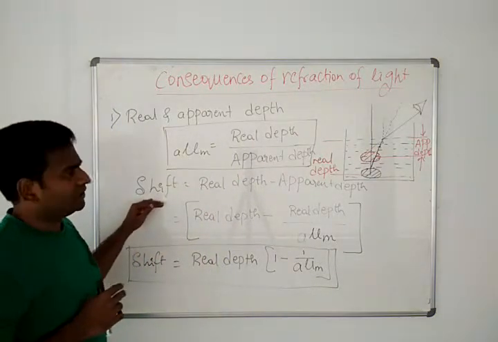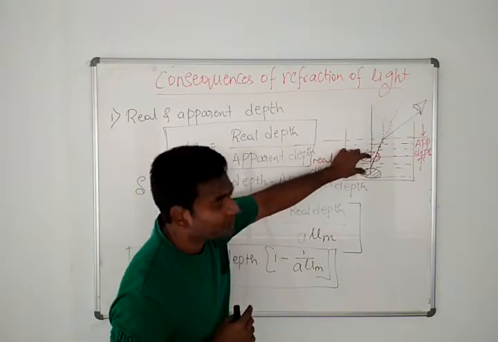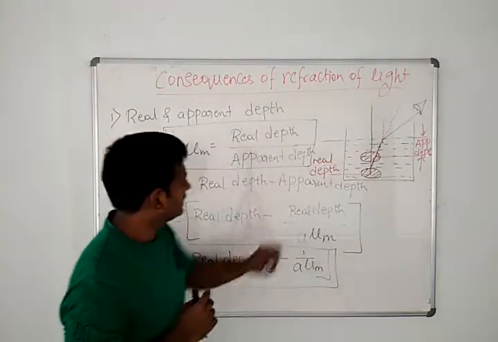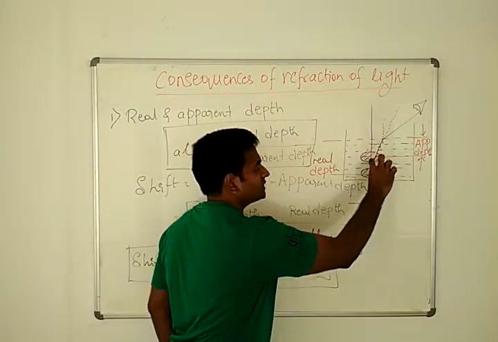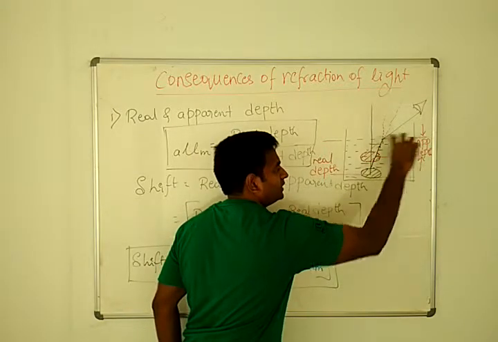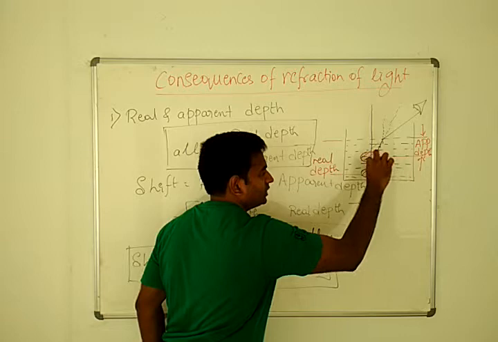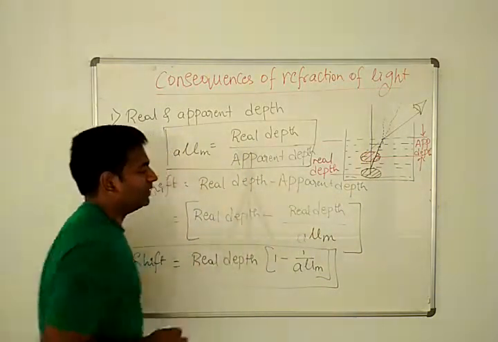And what is the shift? Shift is this distance. Where is the real coin and where is the apparent coin? The distance between them is the shift. Shift is nothing but real depth minus apparent depth. How would I get this distance? I would get this distance if I subtract this distance from the total distance. So that is called shift. Shift is equal to real depth minus apparent depth.